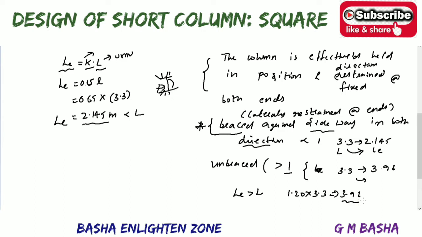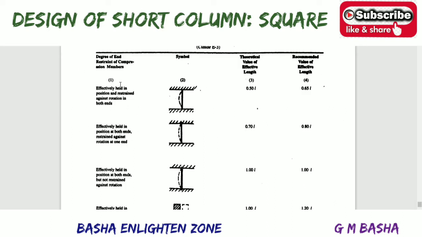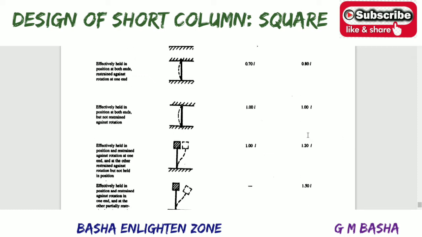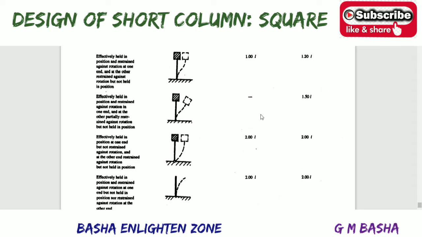Please remember all these values, and it is better to see the conditions given in the question. Here our condition suits the first one. Sometimes they will ask this condition also: effectively held in position at both ends, restrained against rotation at one end. See the condition. You remember the first three conditions give less than unity, based on the bracing conditions, and the other four conditions give greater than unity. At that time your effective length will be higher than the unsupported length.